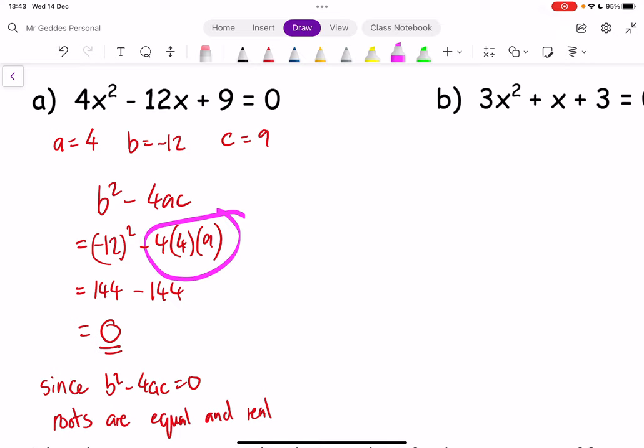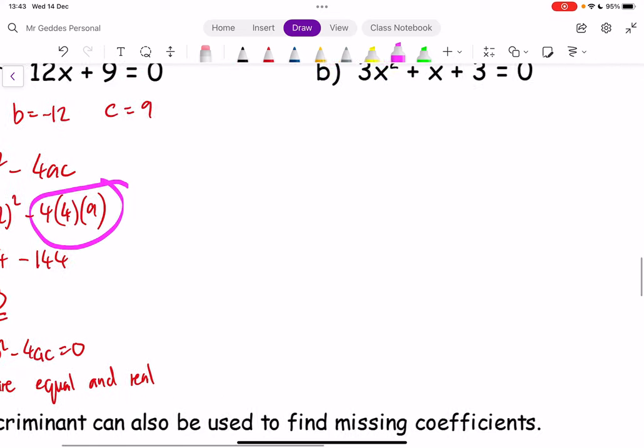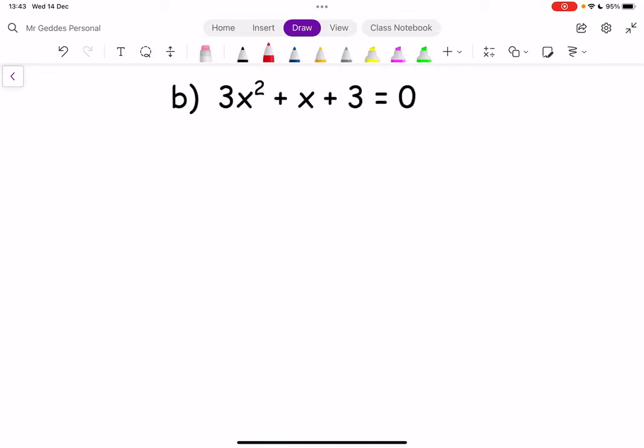Since b squared minus 4ac equals 0, roots are equal and real. Right. It's okay to shift across. Let's have a quick go at that one, and then I'll finally be done.